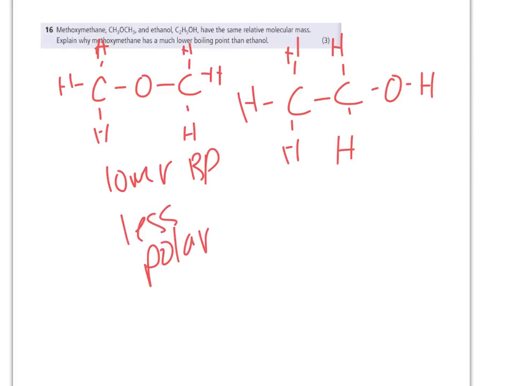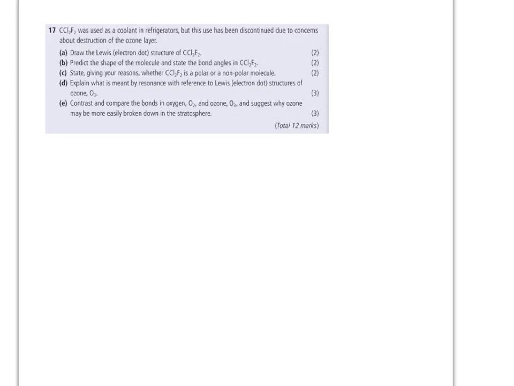And this is going to be much higher because it has a very polar hydrogen bond in it. Number 17, CCl2F2 was used as a coolant in refrigerators. It's been discontinued due to concerns about destruction of the ozone. So A says, draw the Lewis electron dot structure of CCl2F2.